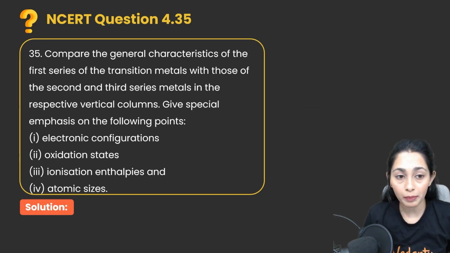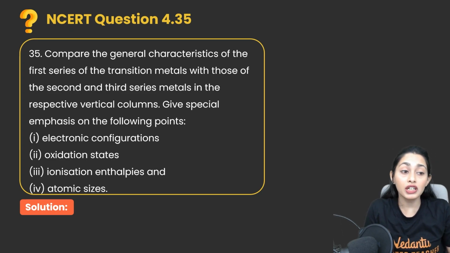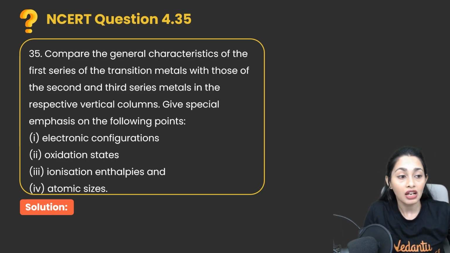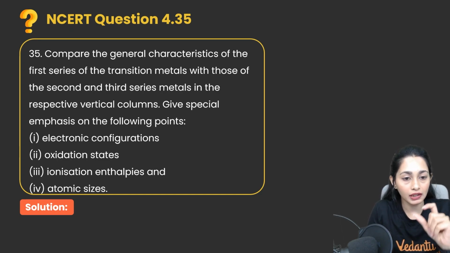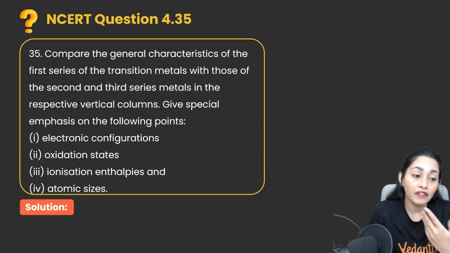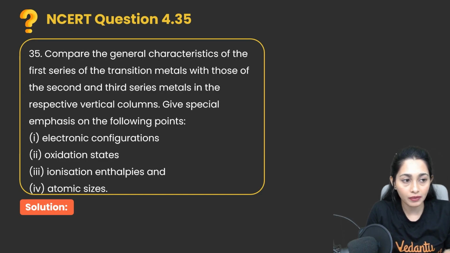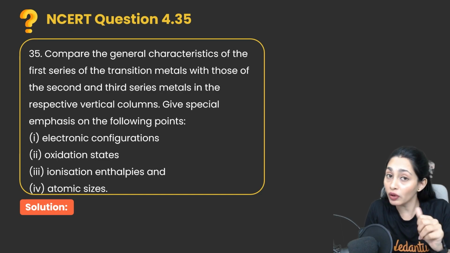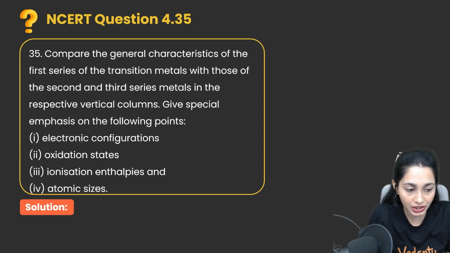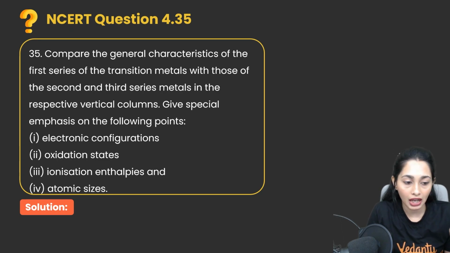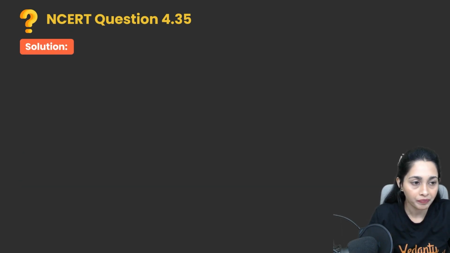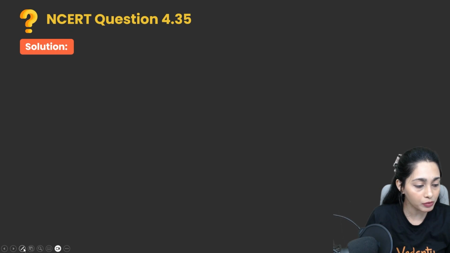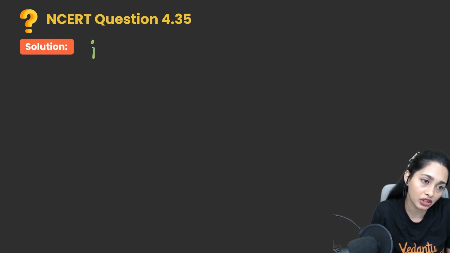Question number 35. Compare the general characteristics of the first series of the transition metals with those of the second and the third series metals in the respective vertical columns. We need to give special emphasis on electronic configuration, oxidation states, ionization enthalpies, and atomic sizes. Let's start with electronic configuration. We need to compare the first, second and third transition series.